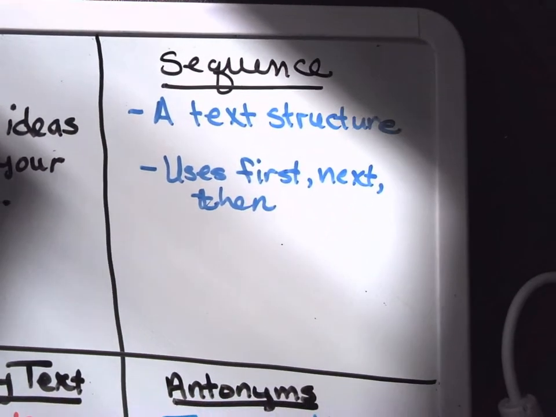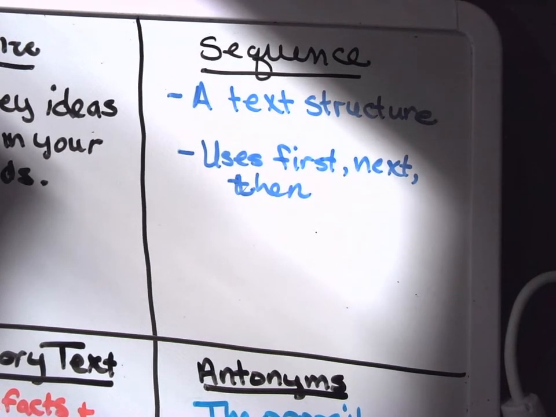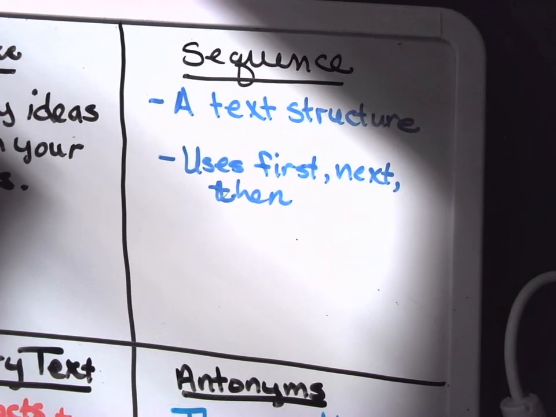All right, sequence, a text structure. This is the next page there. A sequence is considered a text structure. It is a way that it's organized. It's a structure, and the way it's organized, that's what a structure would be. And they use the words like first, next, then.